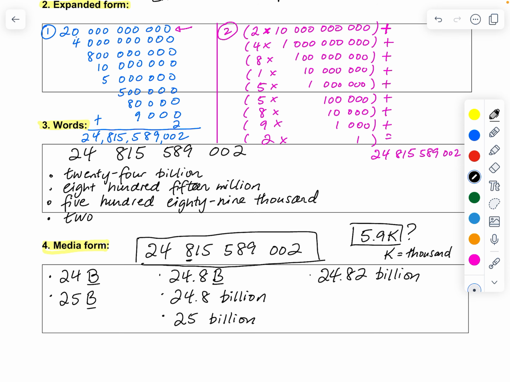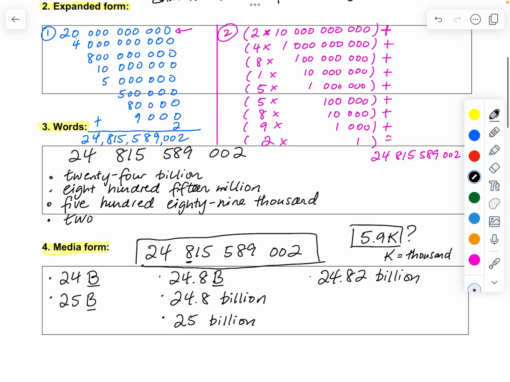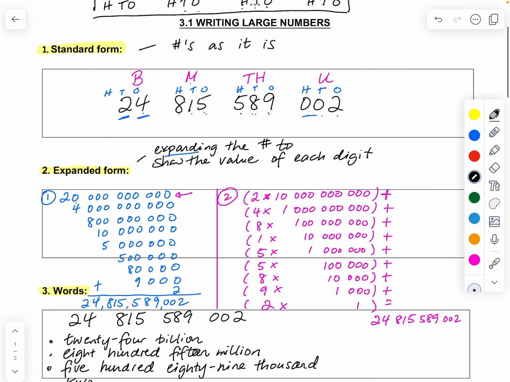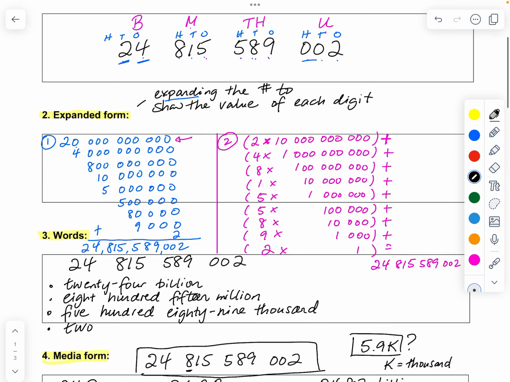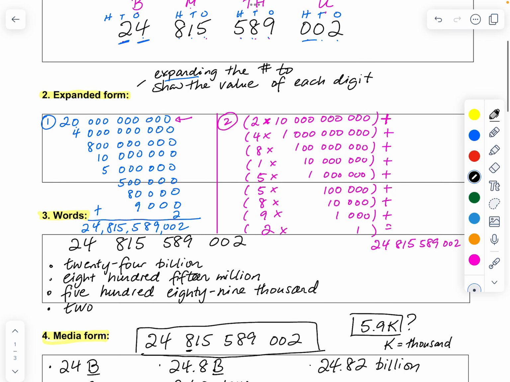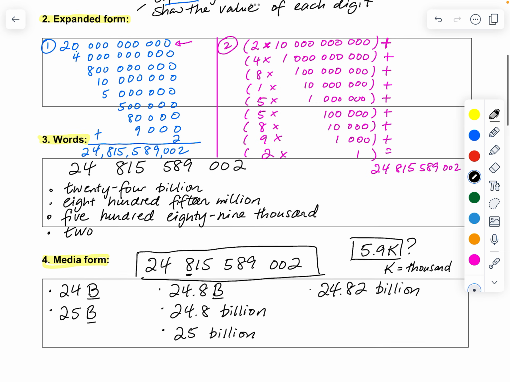Okay, so we reviewed the different kinds of forms. So going from the top here, we've got standard form, the number as it is. Expanded form, expanding it in 2 different ways. We've got words, which again, it's easier to write it out in words when you are listing it according to the period, and finally media form.